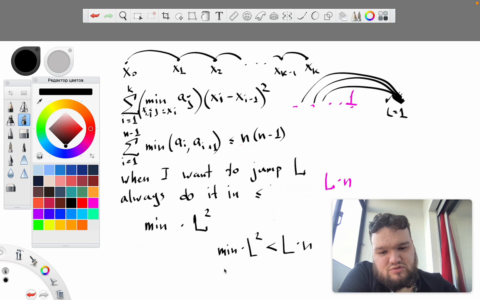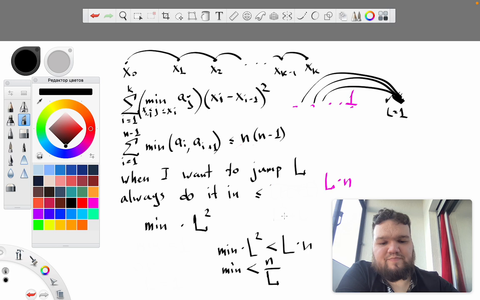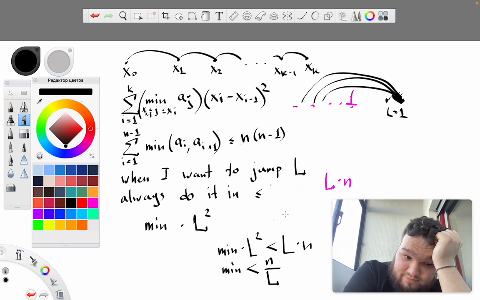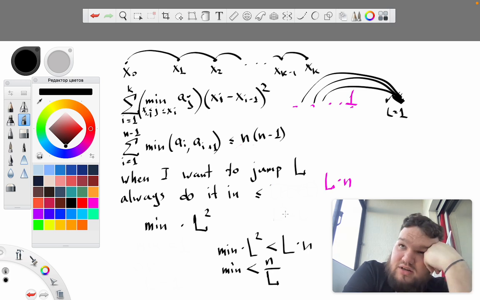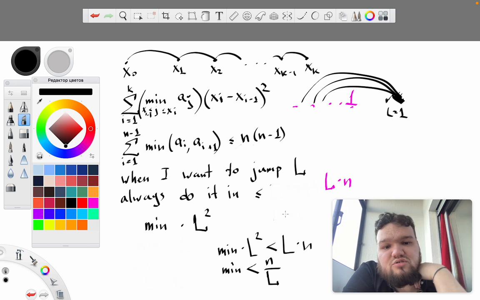Okay, so minimum should be at most n divided by L. What does that mean? Well, we can obviously iterate over L up to something like square root of n and consider all of those jumps. And for L greater than square root of n, minimum should be at most square root of n.